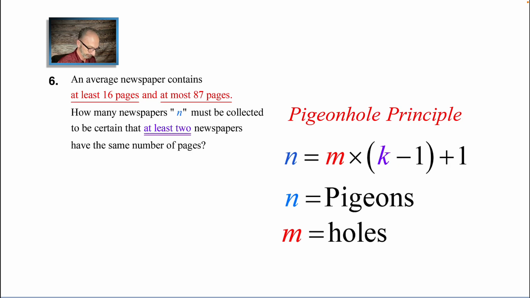Number 6. An average newspaper contains at least 16 pages and at most 87 pages. How many newspapers, just called N, must be collected to be certain that at least 2 newspapers have the same number of pages? Like you pick 2 and they end up both with 18 pages. That's the meaning. Of course, when you pick 2, you might get lucky, but that's not what we're looking for. To be certain is the main phrase. To guarantee, to be certain.